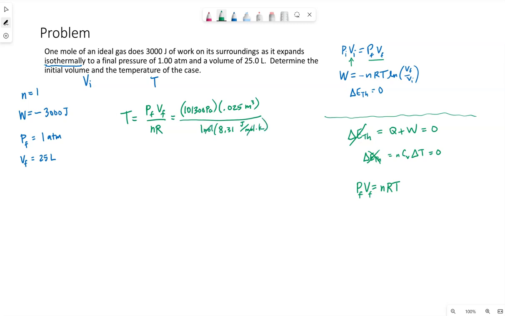So our moles are going to cancel. The pascal times meter cubed is a joule, so this temperature is going to end up being in Kelvin. I'm getting 304.75, and so forth. Looks like we're going with 3 sig figs, so 305 Kelvin is the temperature of this gas, and the temperature stays constant.